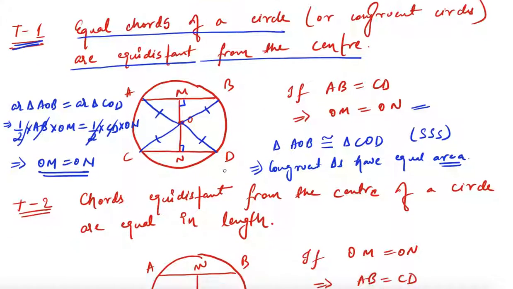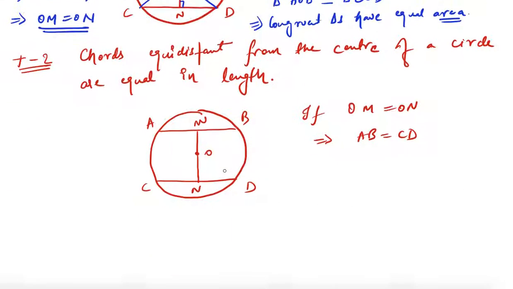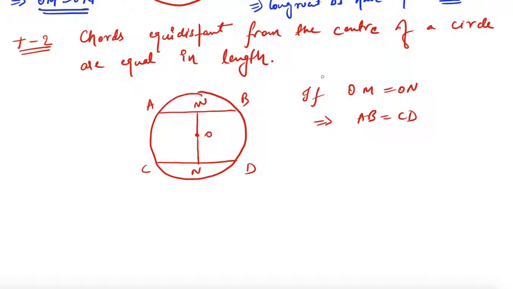The second theorem is basically the converse of this theorem, which states that chords equidistant from the center of a circle are equal in length. That is, if it is given that OM is equal to ON, that is this distance OM is equal to ON, then the chords are equal in length. That is, AB will be equal to CD. How to prove it? Let us see.